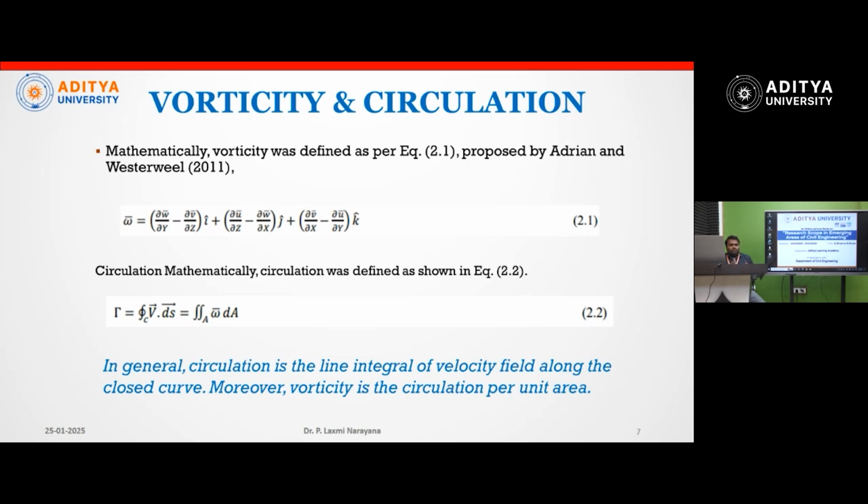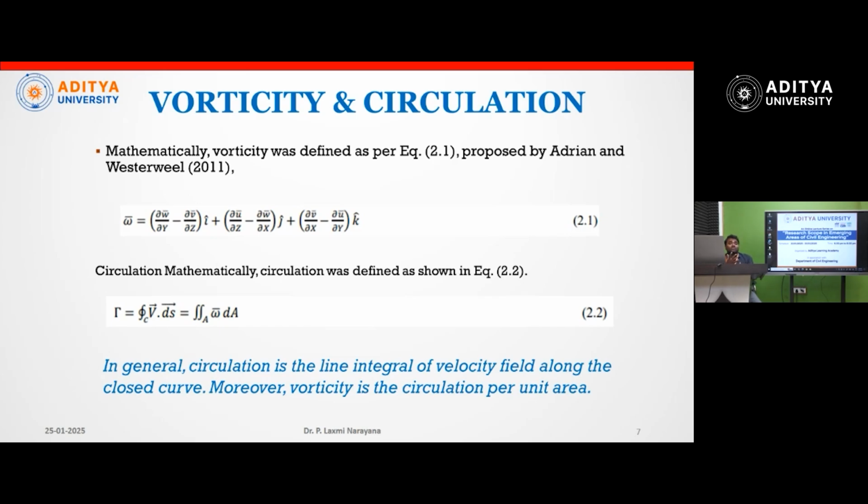So the main advantage of the circulation is we can quantify the vorticity, meaning how many rotations occur at a particular instant, we can give by the circulation. So the circulation will inform that this many rotations have occurred. That is what it will quantify for a particular fluid particle.